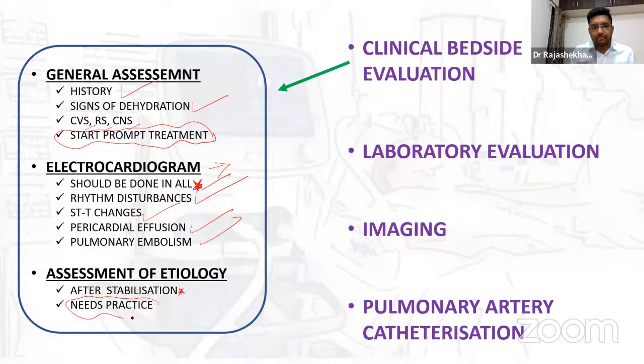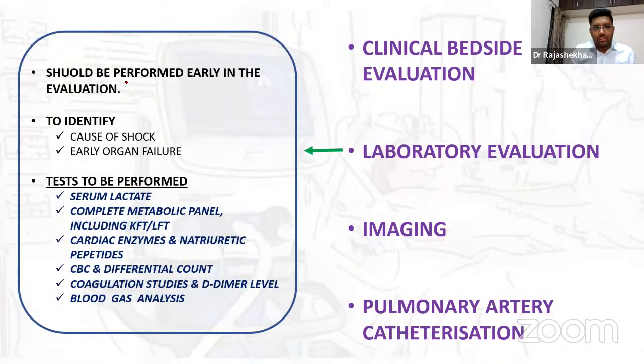For the laboratory evaluation, it should be performed early in the evaluation. You identify the cause of the shock and you assess the amount of organ failure in your patient. So the tests we usually perform are serum lactate, the complete metabolic panel, including the kidney and the liver function tests, the cardiac enzymes and the natriuretic peptides, the CBC and the differential count, the coagulation studies and the D-dimer level, and the blood gas analysis.